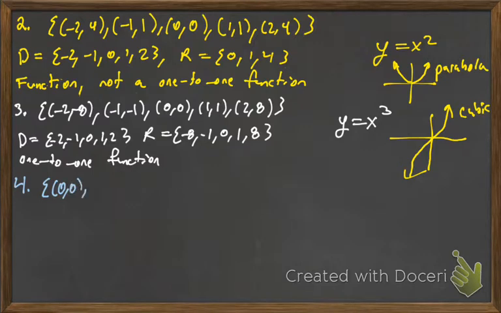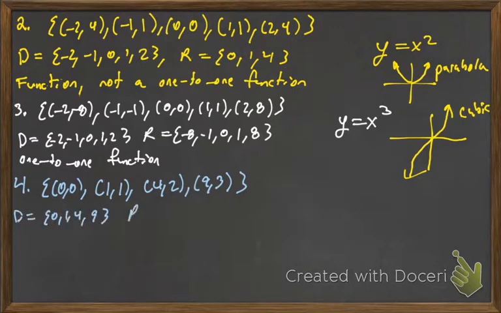So here we got 0, 0, 1, 1, 4, 2, 9, 3. There are no repeating x's, there are no repeating y's, so we'll list all the x's for a domain. We'll list all the y's for the range. Because there's no repeating x's or y's, this is going to be a one-to-one function.